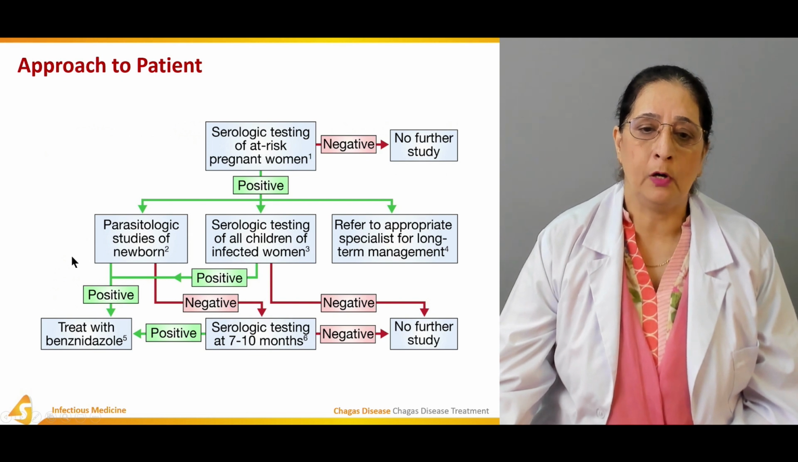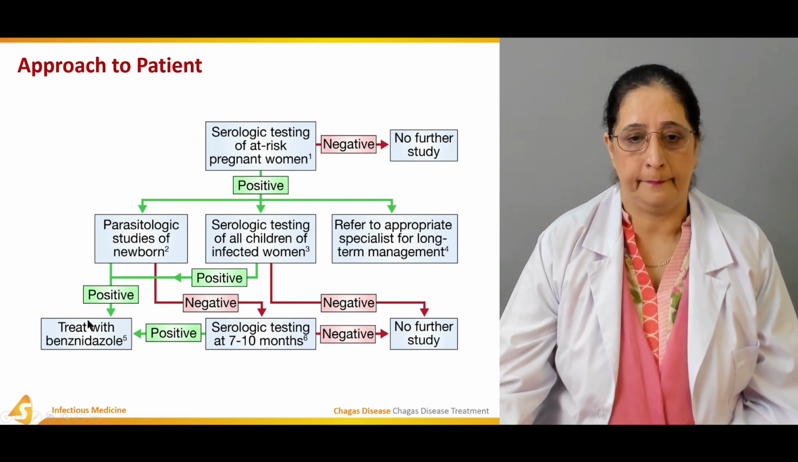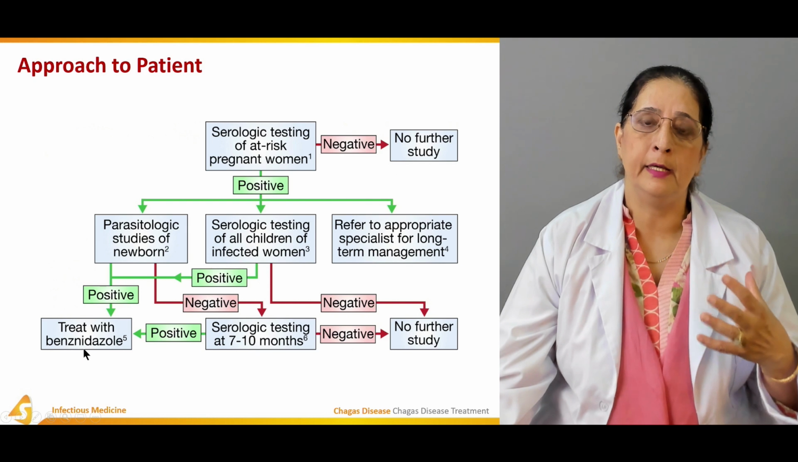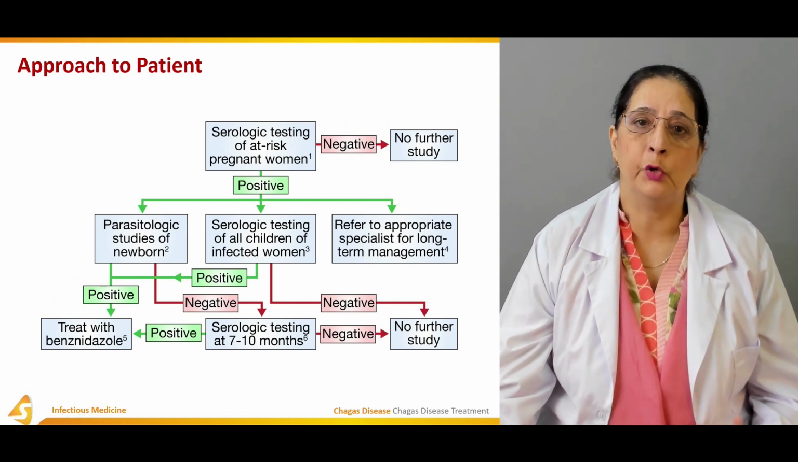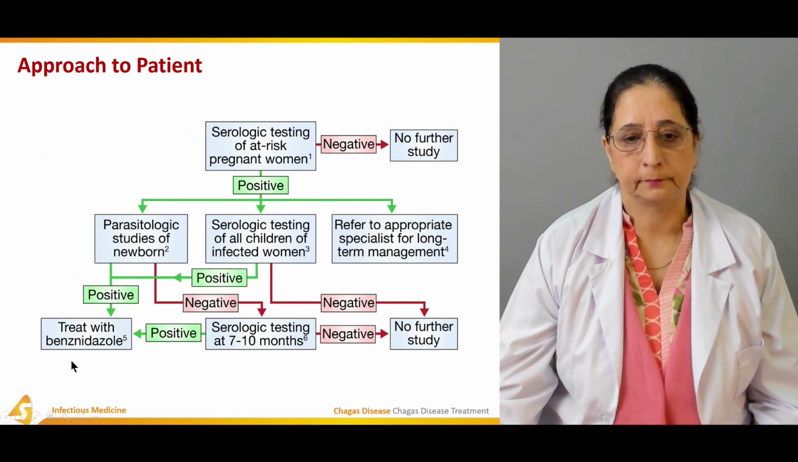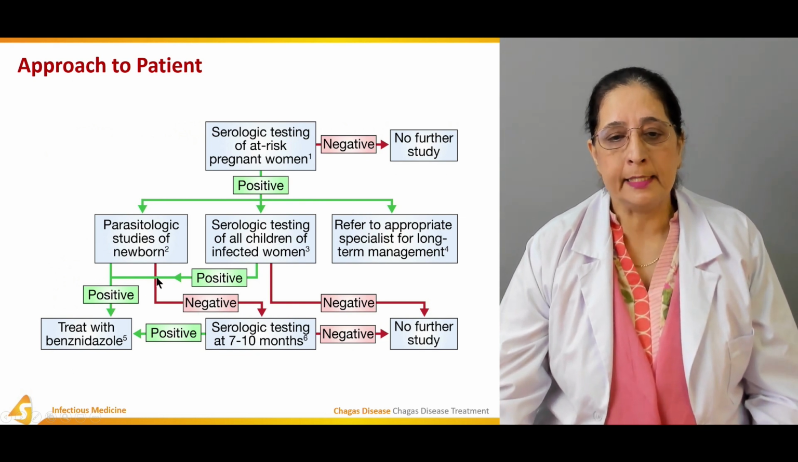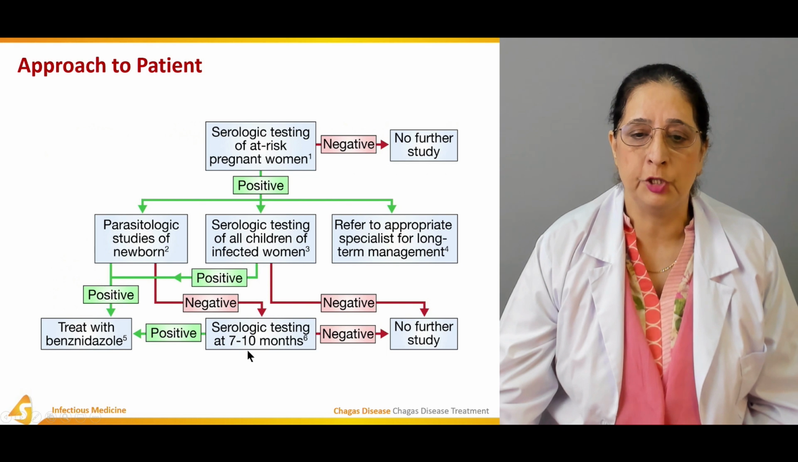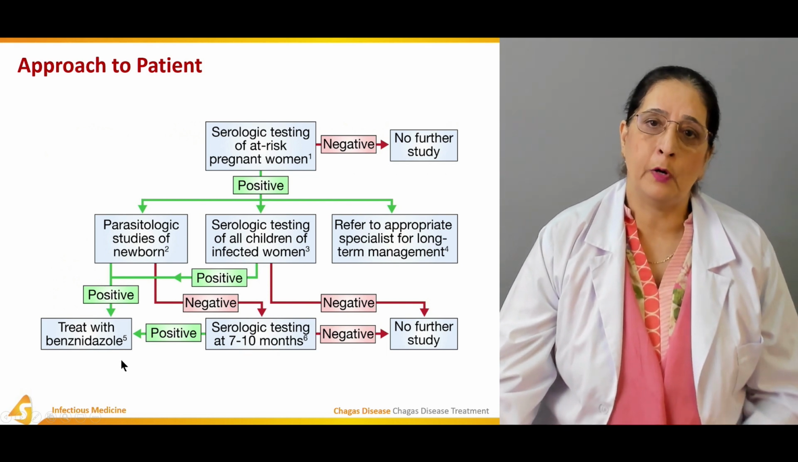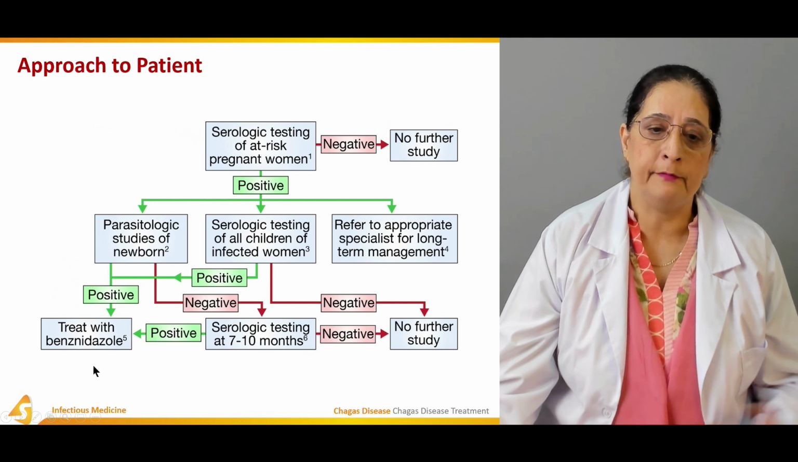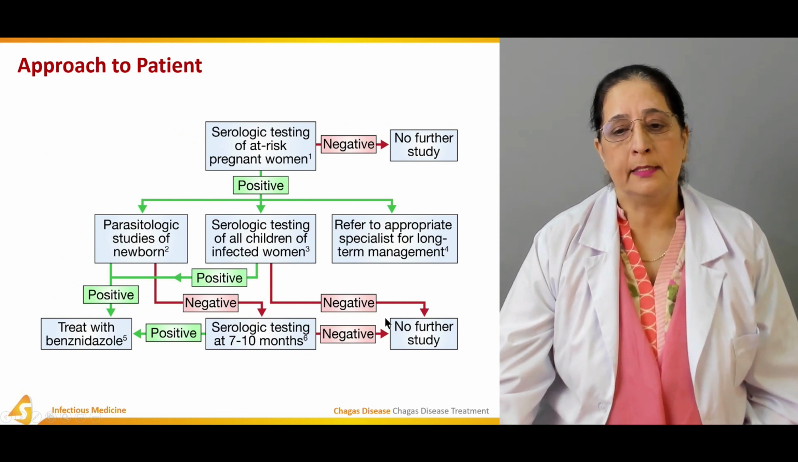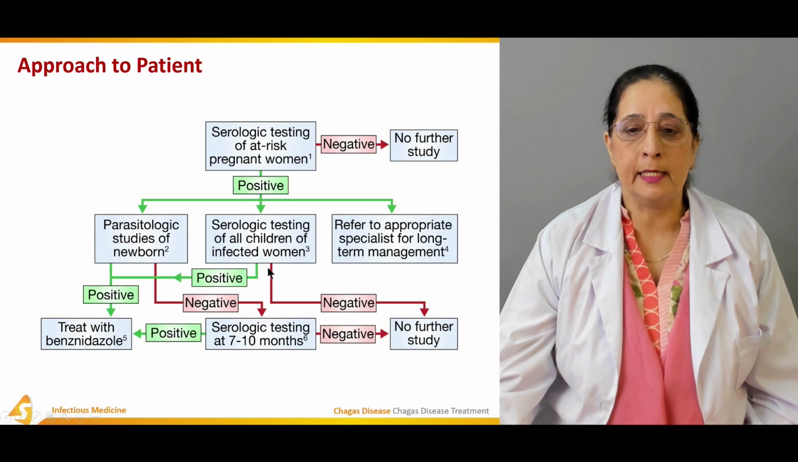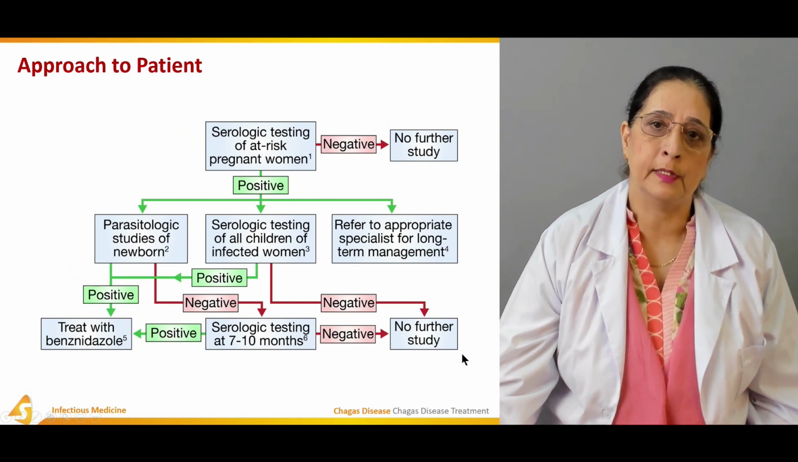If the studies of the newborn are positive, then we treat them with benznidazole, and we know it's very effective, with more than 90% cure rate. And if the results are negative, we should repeat the testing after 7 to 10 months. If it's positive after 7 to 10 months, again we go for benznidazole. If it's negative, then we should not do any further studies. And again, if it's negative in children, we should not do any further studies.